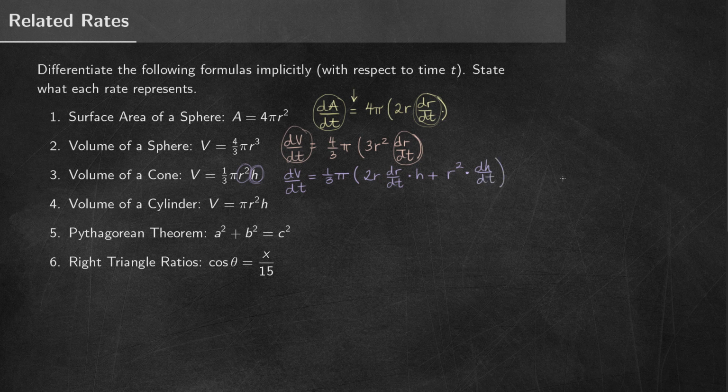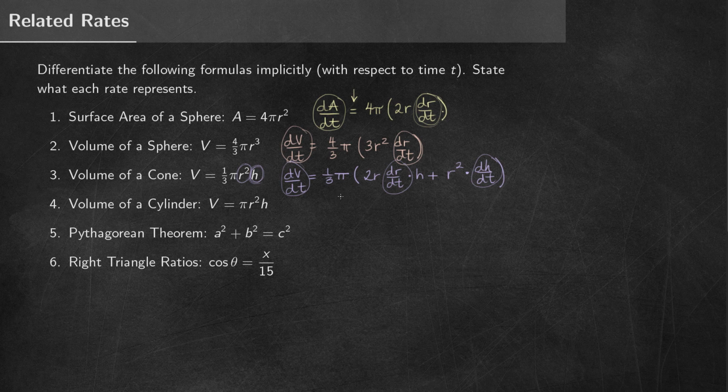Okay, so that one was a bit more complicated. Here we're actually relating 3 different rates. We've got dv dt, that's how quickly the volume is changing with respect to time. We have dr dt, how quickly the radius of the base of our cone is changing with respect to time. And then dh dt, how quickly the height of the cone is changing with respect to time.